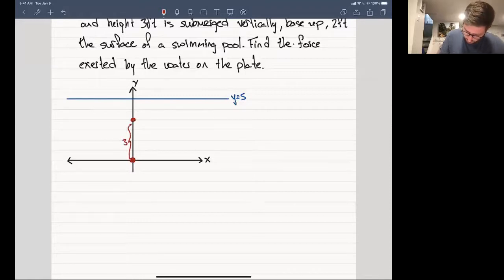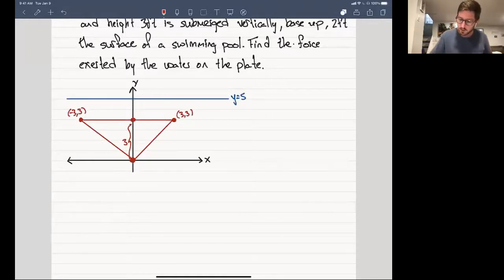So let's imagine we've got this point right here and this point right here. And so we've moved 3 units backwards in X, and we've moved 3 units forward in X. And let's set this up. That's my isosceles triangle that's underneath the water here. And so then the question is, what is the formula of each one of these lines?